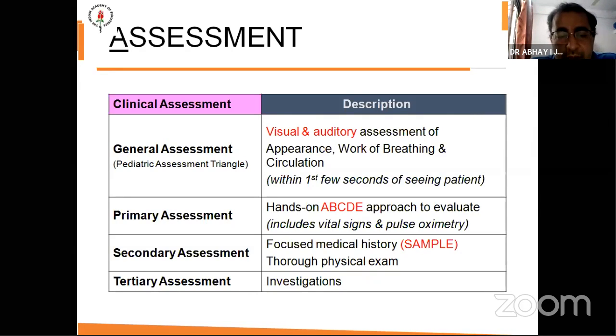The second thing we do is primary assessment. Here the ABCDE approach is used to evaluate the vitals and the pulse oximetry. Then the secondary assessment, where we go for a focused medical history through the SAMPLE method and examination. And the tertiary assessment is investigation. Now, in general, when we approach a child in our OPD, the first thing we take is history, then examination, then we go for investigations. But here in this format, we change the assessment pattern because we need to triage the child depending on his need.